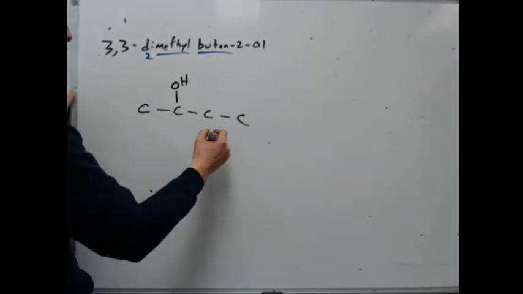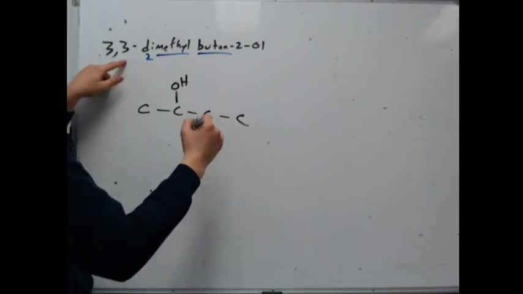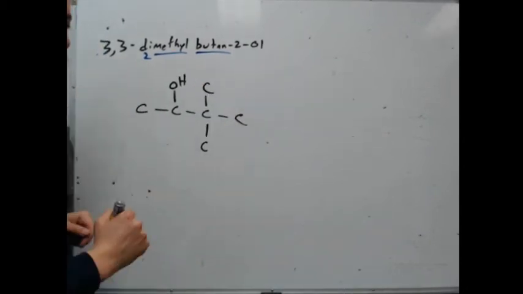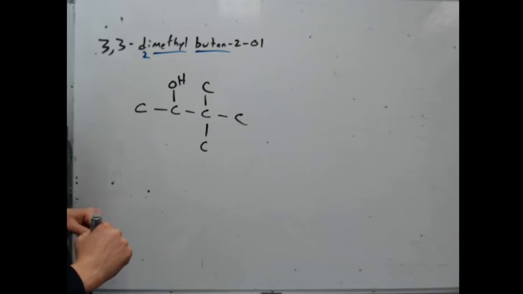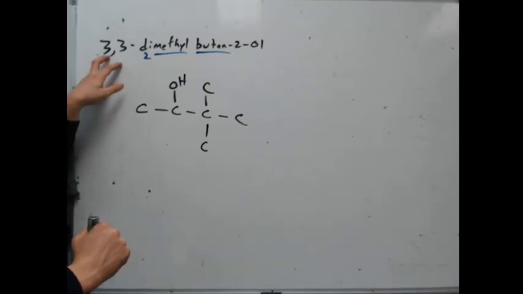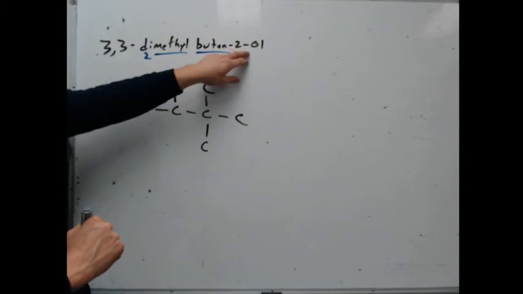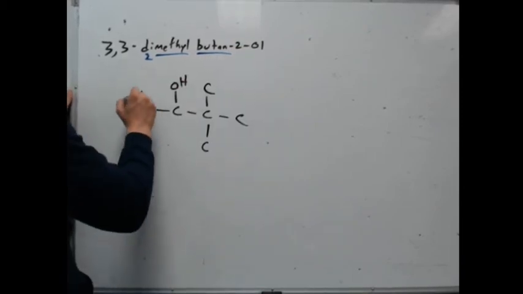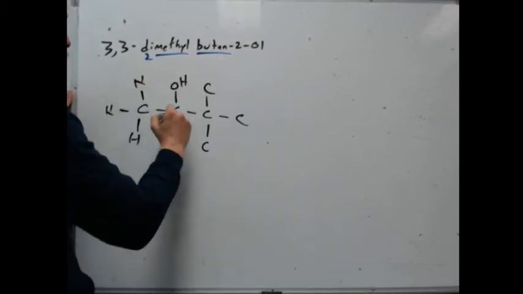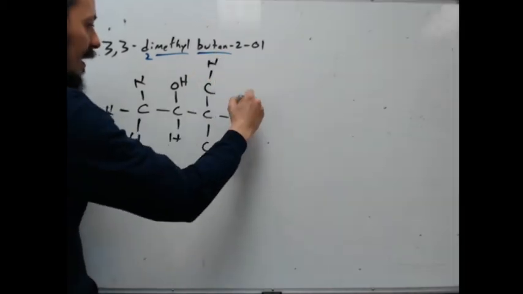On the third carbon, I'm going to put a methyl group. And then on the third carbon, I'm going to put the other methyl group. Okay, that's 3,3, so that's telling us where the two methyls are located. The 2 tells us where the alcohol is. And then I'm going to fill in the rest with hydrogens, to make sure I've got everything.